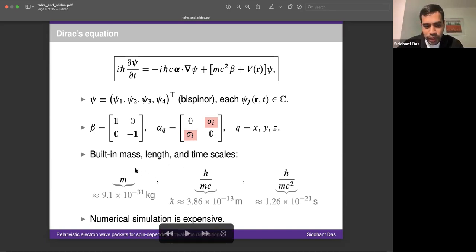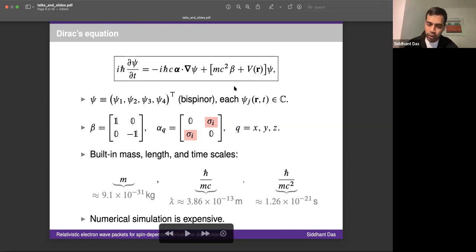What's worth emphasizing is that this equation has built-in mass, length, and time scales that I've written down here. This length, h bar over mc, is very famous. It's called the Compton wavelength. For an electron, whose mass is about 10 to the minus 31 kilograms, these length and time scales are exceedingly small. So this actually explains why it's very difficult to solve this equation numerically.